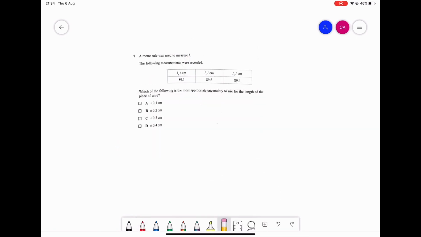So this is the seventh question. A meter ruler was used to measure length. The following measurements were collected. Length 1, 89.1 centimeters. Length 2, 89.6 centimeters. Length 3, 89.4 centimeters. Which of the following is the most appropriate uncertainty to use for the length of the piece of wire?